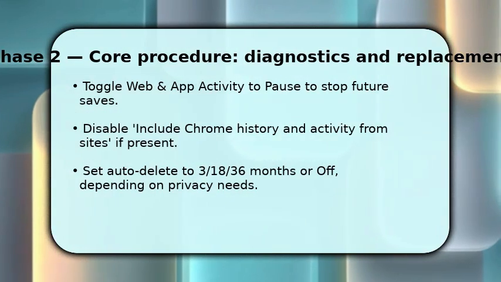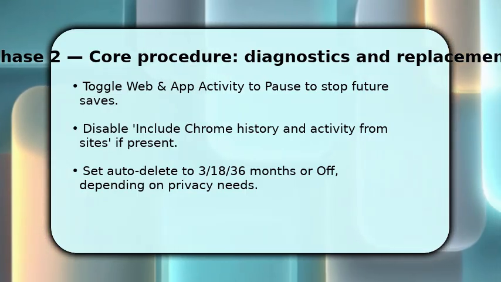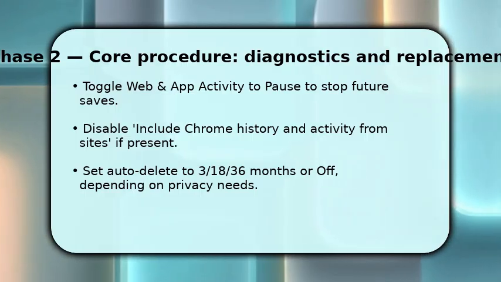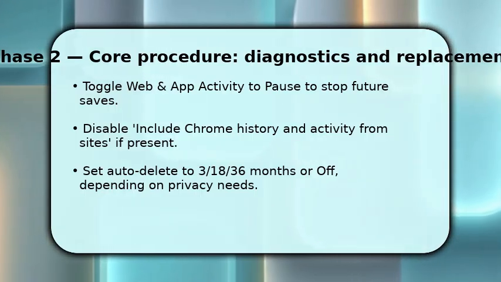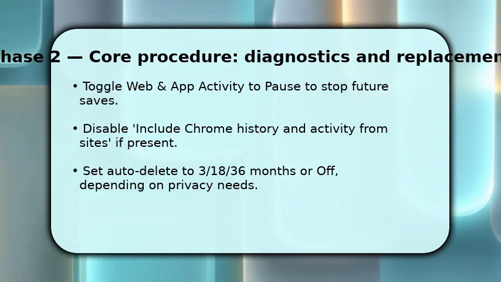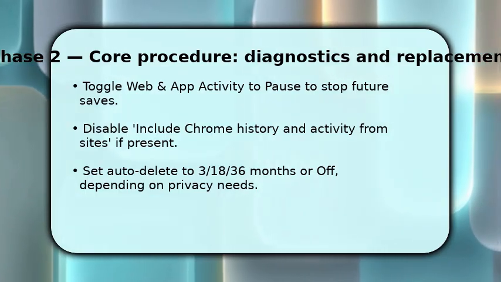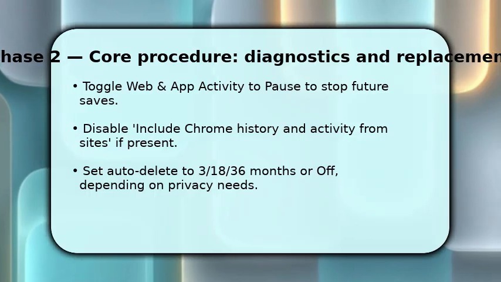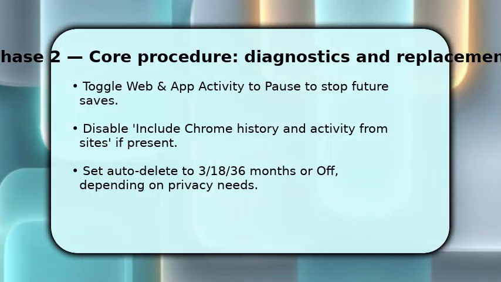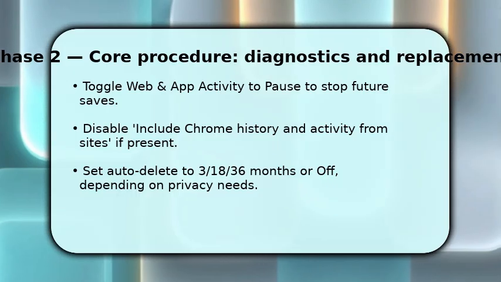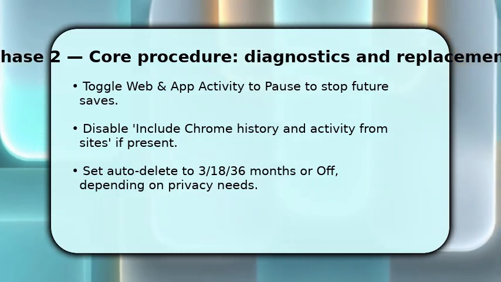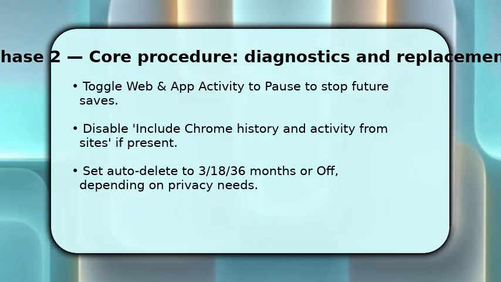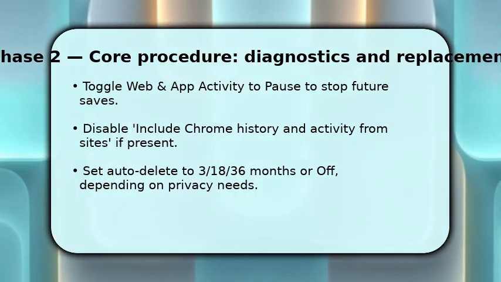Once on the Web and App Activity page, locate the main toggle and pause activity recording. This stops new data from being saved. Next, expand the options and uncheck or turn off the setting that includes Chrome history and activity from sites and apps. That prevents browser-level data from feeding in. Then review the auto-delete setting. Choose a retention window like 3 months or turn auto-delete off to keep nothing long-term. Make sure to confirm each change. These adjustments control both what's saved and how long it stays.